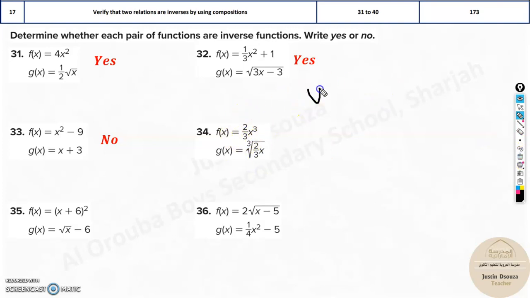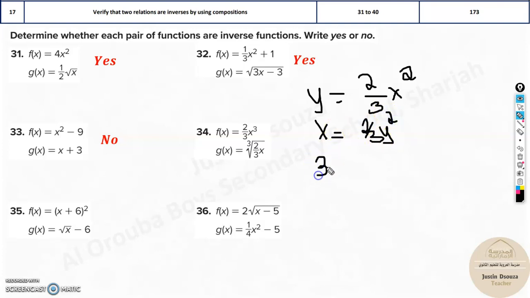I will take the function f of x equals 2 by 3 x squared. All you need to do is take this to the other side, swap first. x is equal to 2/3 of y squared. Take 3 to the other side, it goes up, and divided by 2 because this goes down. Or you have to multiply 3 by 2 on both sides, this becomes 1.